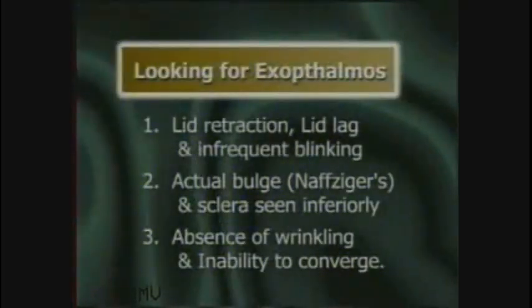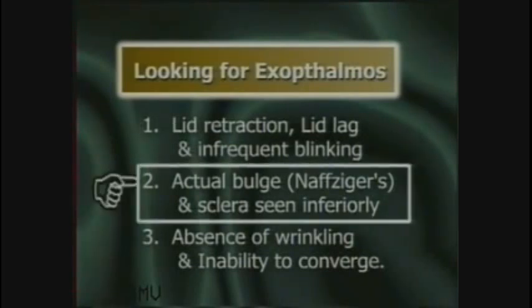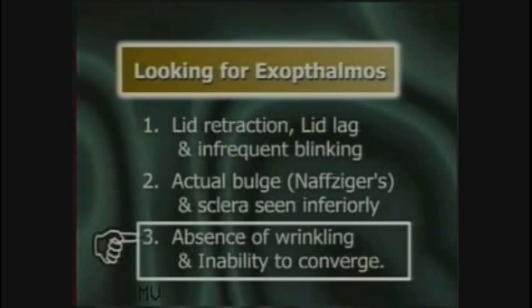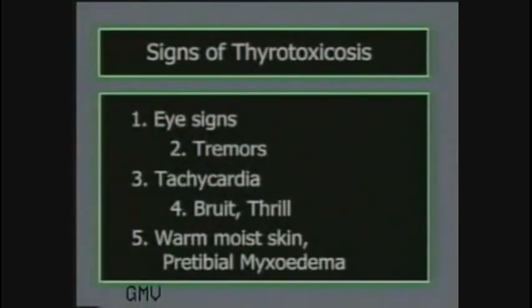To revise, look for lid retraction, lid lag and infrequent blinking. Look for actual exophthalmos by Naffziger's method and visibility of sclera beneath the inferior limbus. Then look for wrinkling of forehead, that is Geoffroy's sign, and test convergence, that is Mobius sign. We are examining for the signs of thyrotoxicosis, and we have now studied the eye signs in thyrotoxicosis. Next, look for fine tremors of outstretched hands and protruded tongue.